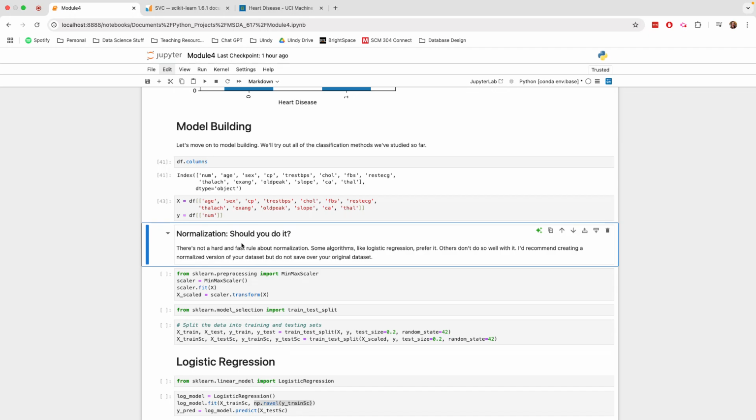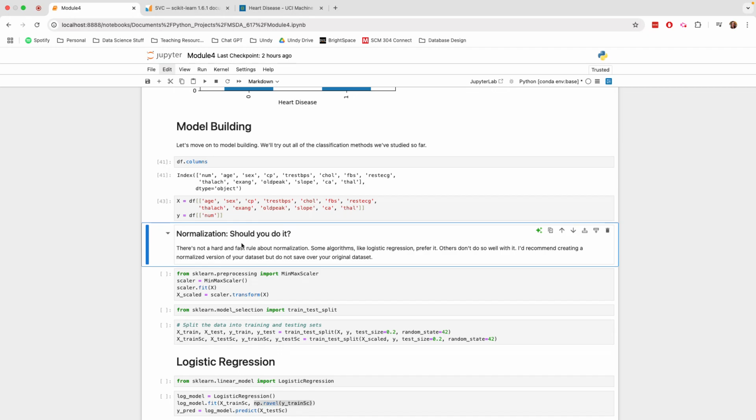Now, I've added a little note here. Should you normalize your data? Unfortunately, there's no rule for, yes, you should always do it, or you should do it in these 3 instances. That's a lot of the answers in data science: maybe. My answer is always, it depends. So should you normalize? It depends.